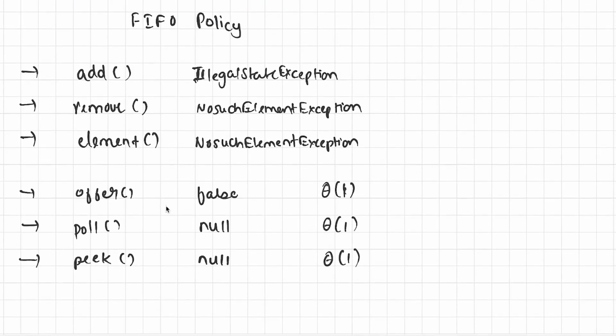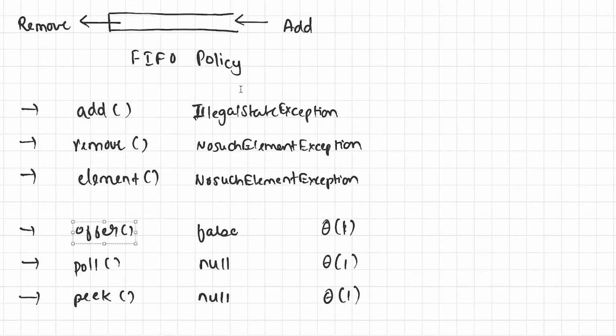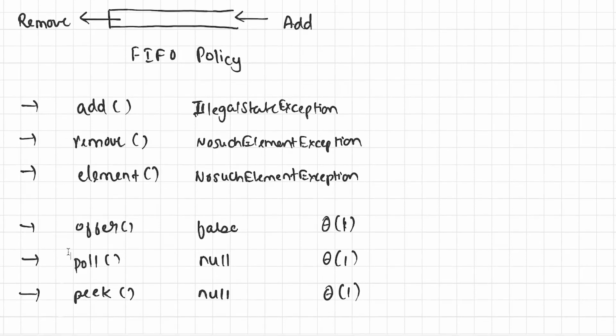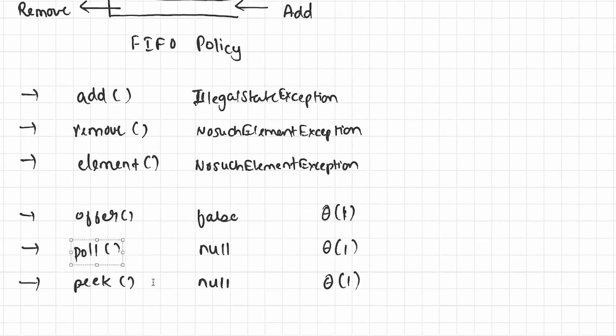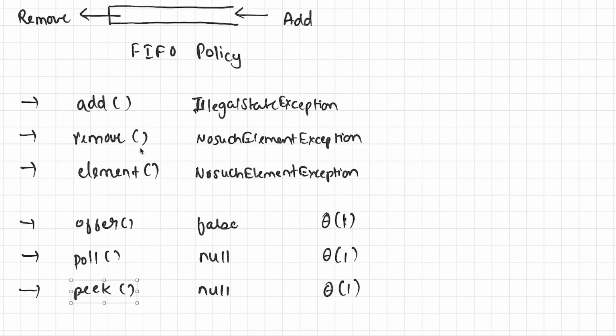Now next thing is there are three more methods that are equivalent to these three methods. For example, offer. So offer method is used to add element to the end of the queue. Poll is a method that is used to remove element from the front of the queue. And the peek method is used to see the element present at the front of the queue. So the question over here is, what is the difference between these three methods and these three methods? Well, the difference between these two groups of methods is that these methods throw exception when calling them on a queue when it is in illegal state.